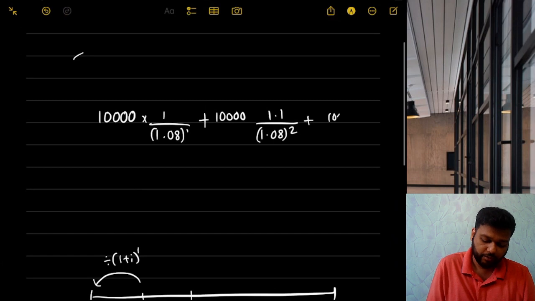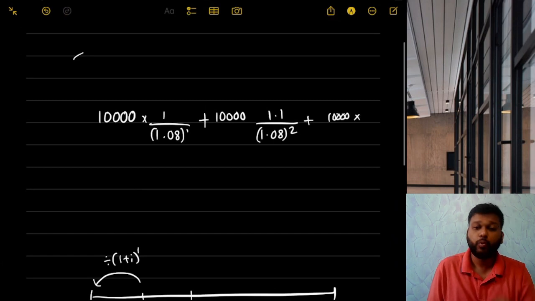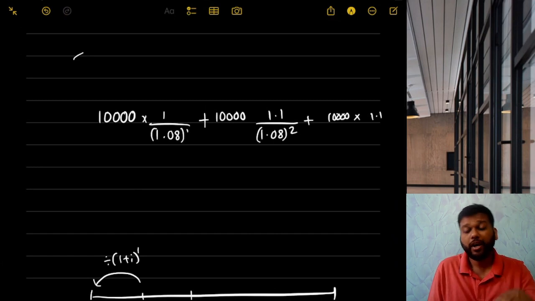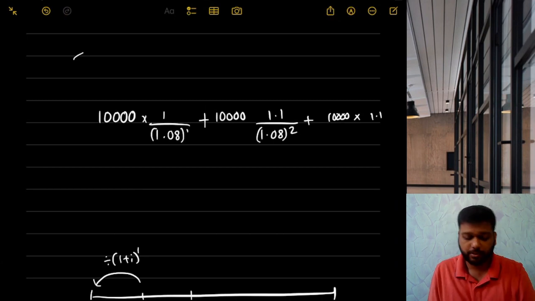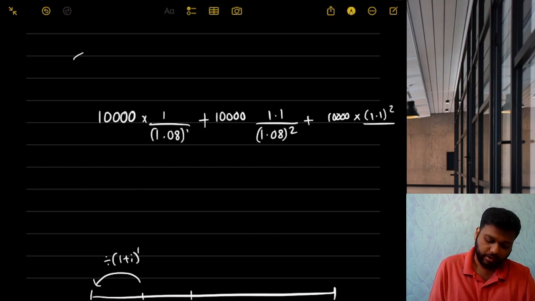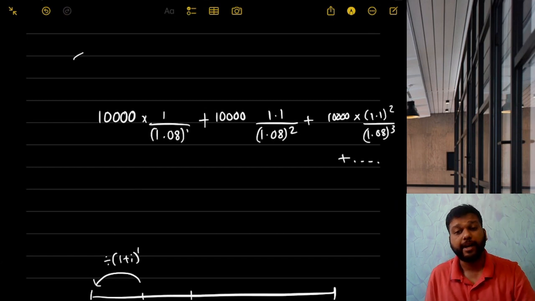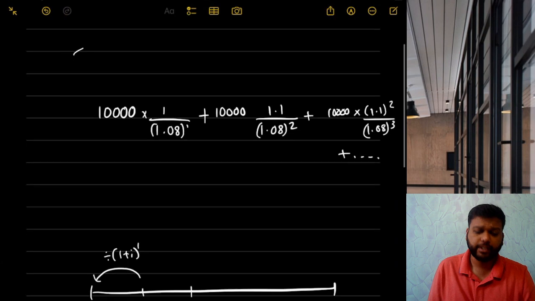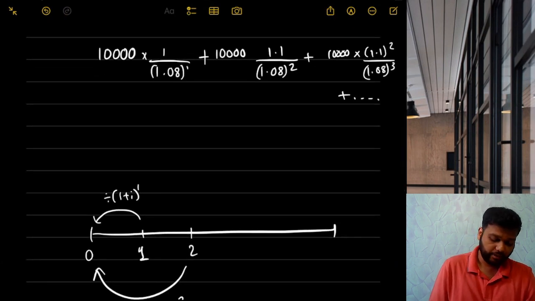Then we'll have 10,000 into 1.1 into again 1.1 because we are again going to increase it by 10%, so that will be 1.1 square upon 1.08 cube, right? And so on up to 10 terms. So if you observe, this is nothing but a geometric progression with first term as what?